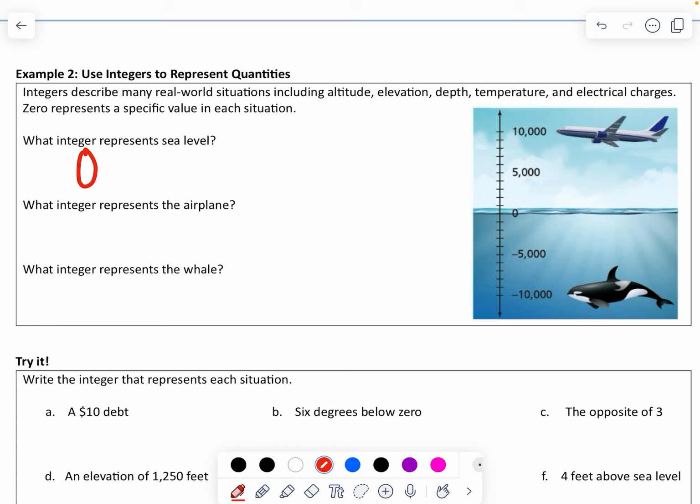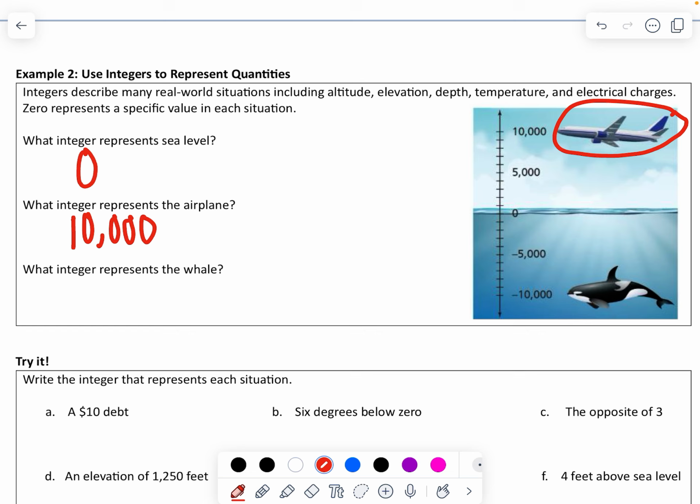So then what integer represents the airplane? Well, here's our airplane. And so it's at about 10,000 feet. I'm assuming these are feet. I'm not quite sure since it's not labeled. But our integer would be a positive 10,000. You can put that positive sign if you want, but you do not need it. So I'm just going to put 10,000.